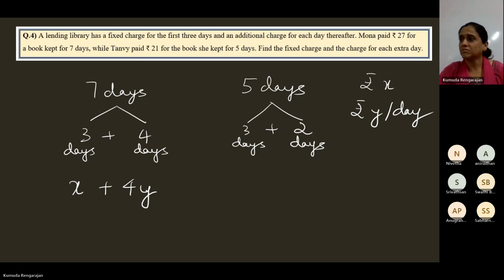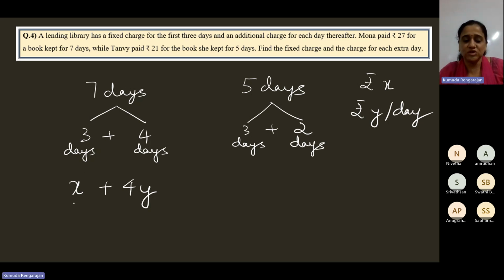Correct? Not 7Y. 7 days she has to book. But for the first 3 days, the fixed cost is X. Then it's very clearly given, an additional charge for each day. Additional charge is applicable only for each day thereafter, after 3 days.